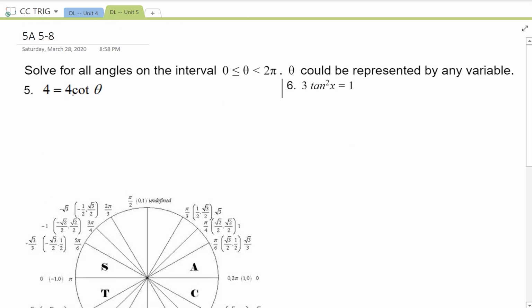Okay, now we're getting cotangent by itself. Divide by 4 on both sides. Cotangent theta equals 1. We're going to do the little flipperoo that we did on our last problem. So that would be cotangent is 1 over tangent theta equals 1. We're not flipping yet. And then we flip. So we get tangent theta equals 1. Where is tangent equal to 1?